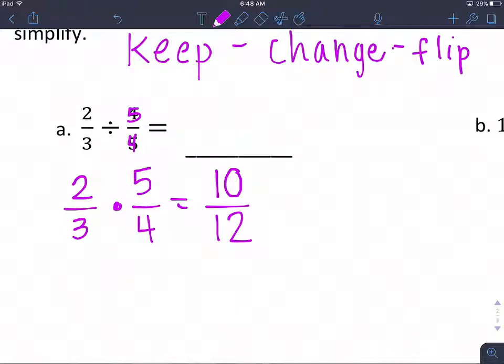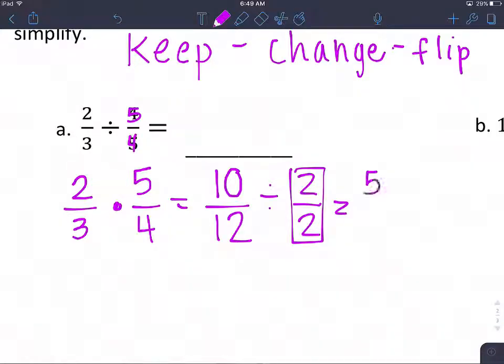Now we have to remember that we need to try to simplify if we can, and I know that these are both even, so they both are divisible by 2. So I'm going to divide both numerator and denominator by 2. 10 divided by 2 is 5, and 12 divided by 2 is 6. And that's as simplified as it gets. So my answer is 5/6.